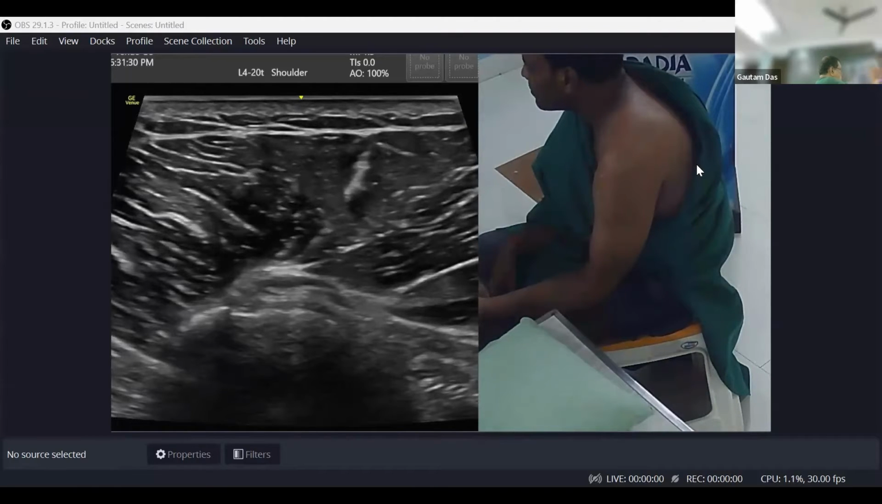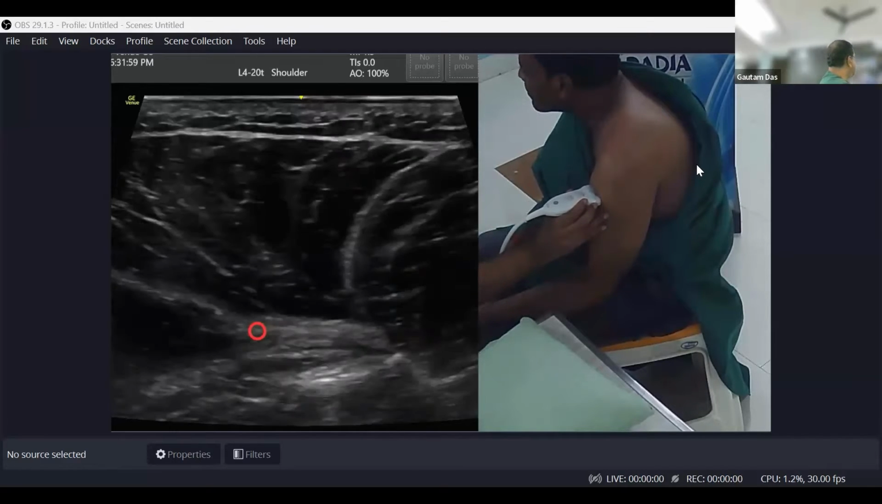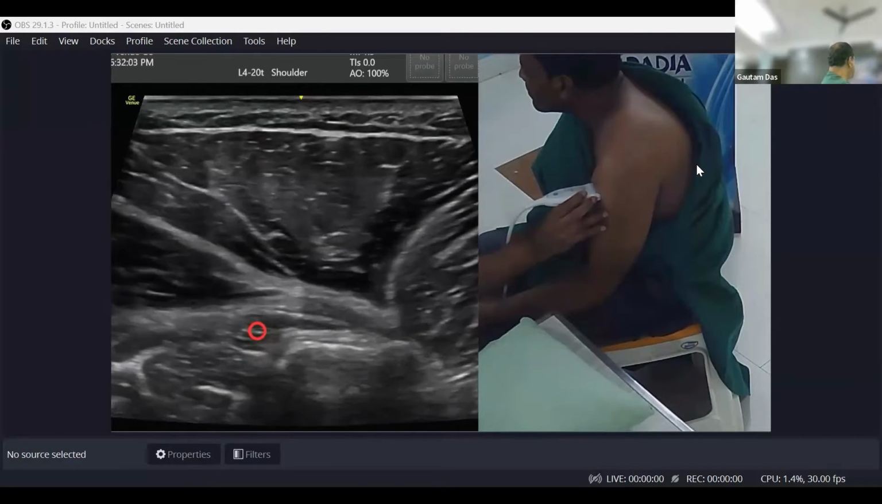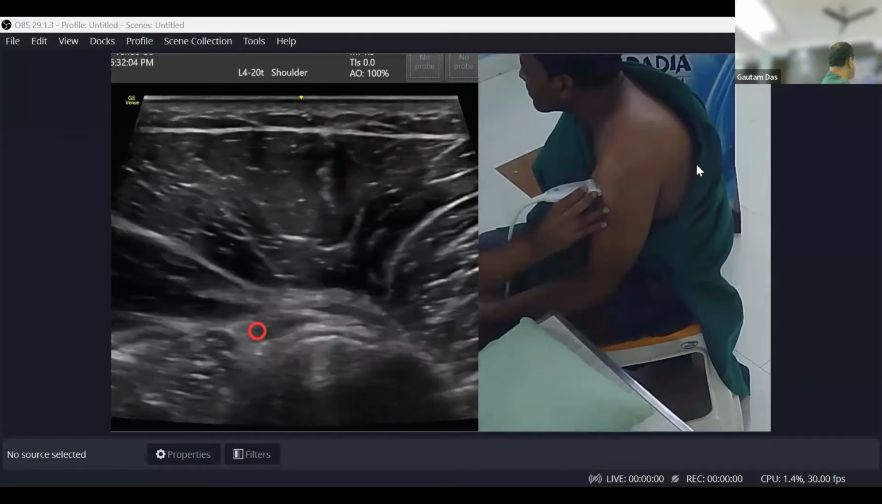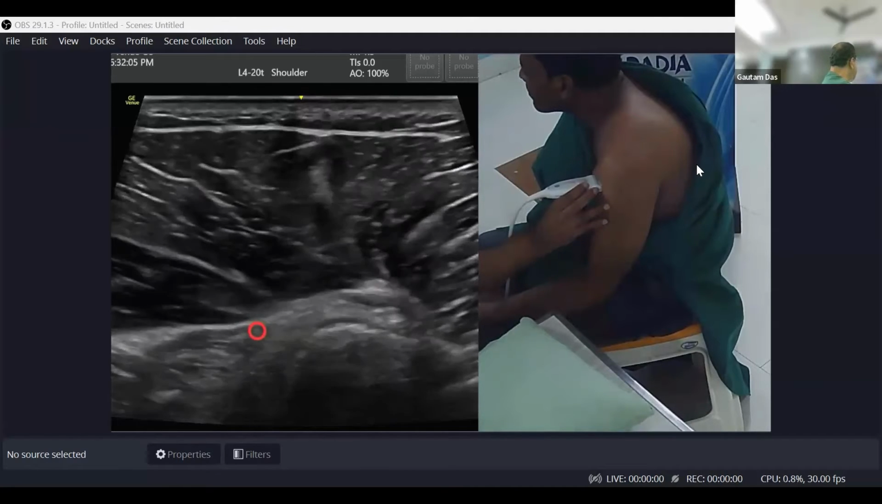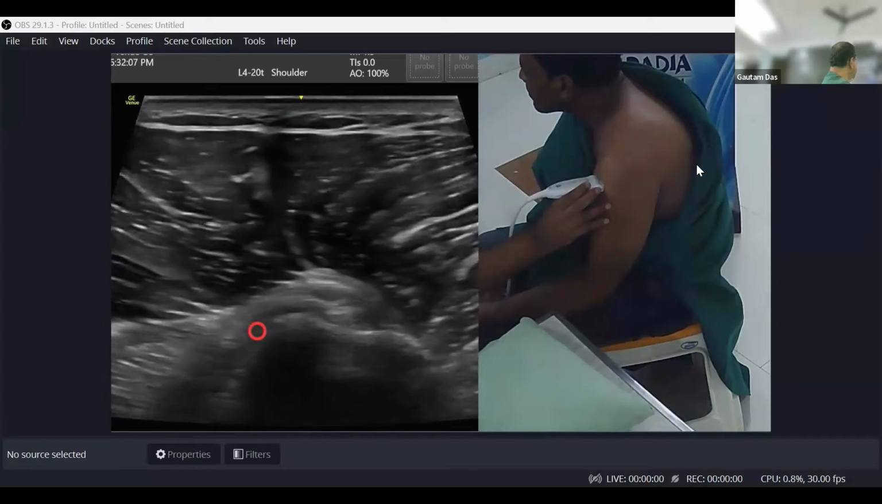So the bone here was your humerus. And above that, this muscle is your deltoid muscle. And here is the biceps tendon. It is very tendinous there. So from there, I'm going up. And now you'll be able to see the groove. You can see the U of the humerus is now appearing.